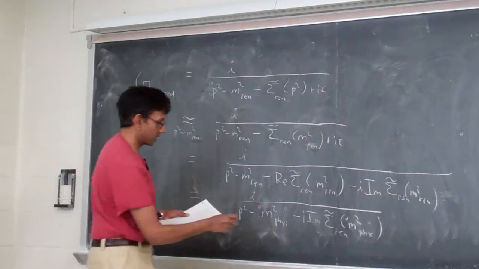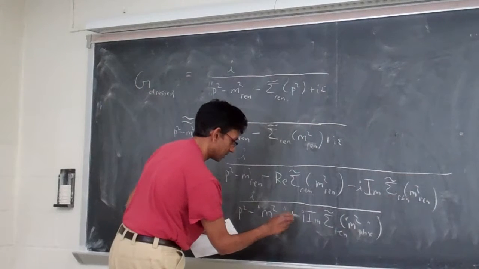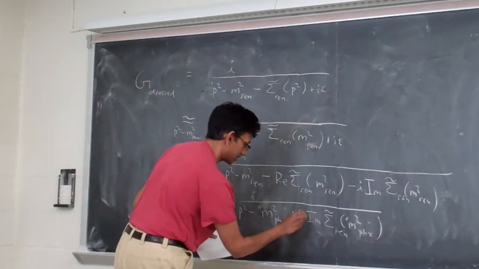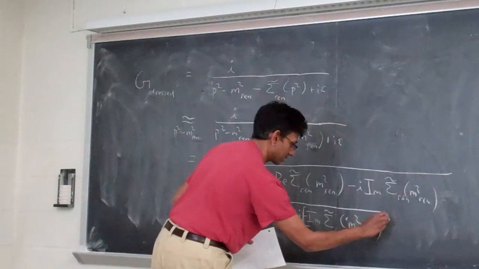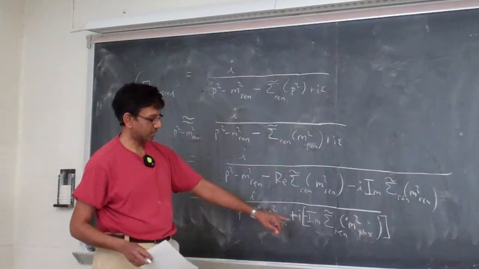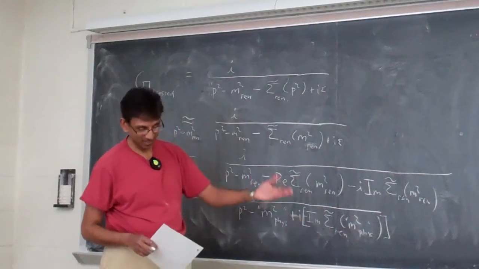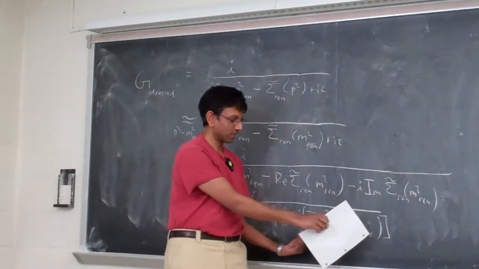In fact, we can write it as a plus i and a minus i, the imaginary part, like this. If you remember, last time the imaginary part turned out to be negative, and I was saying that's important. So you see, minus the imaginary part really is like kind of a plus epsilon.